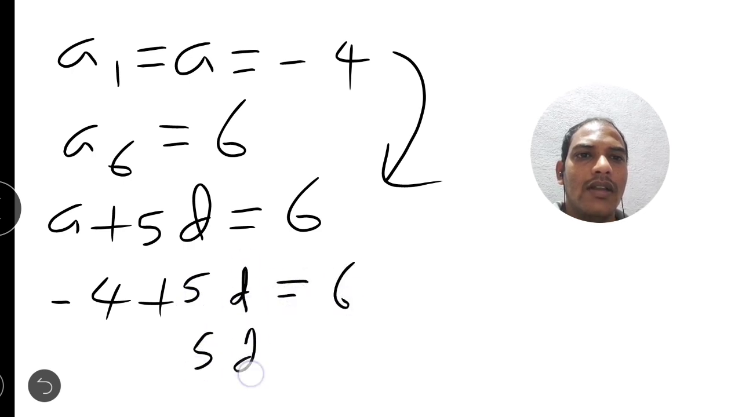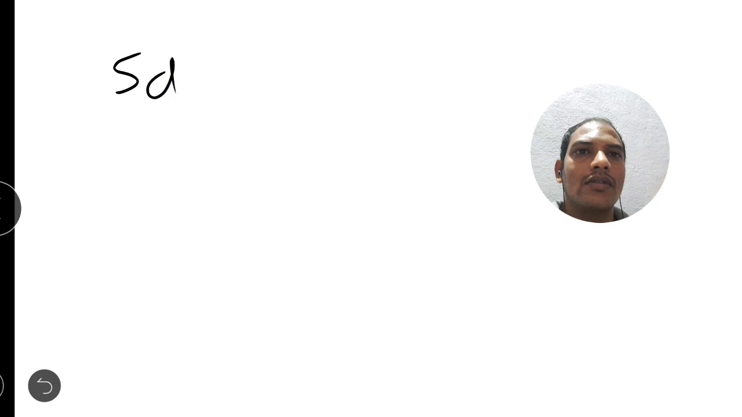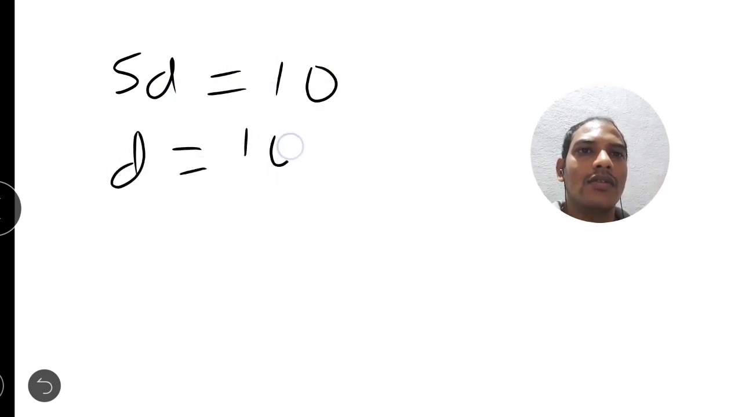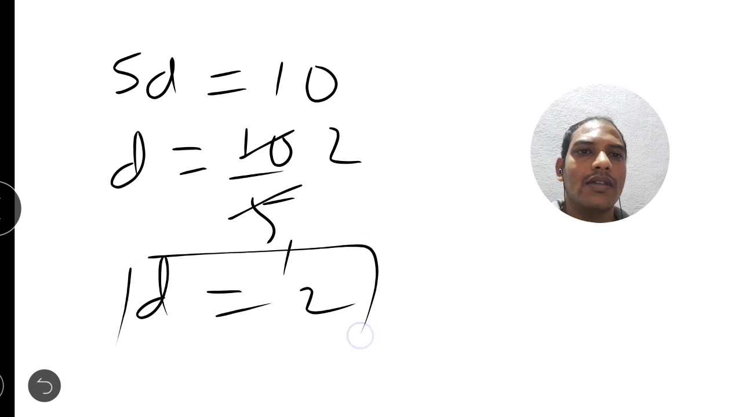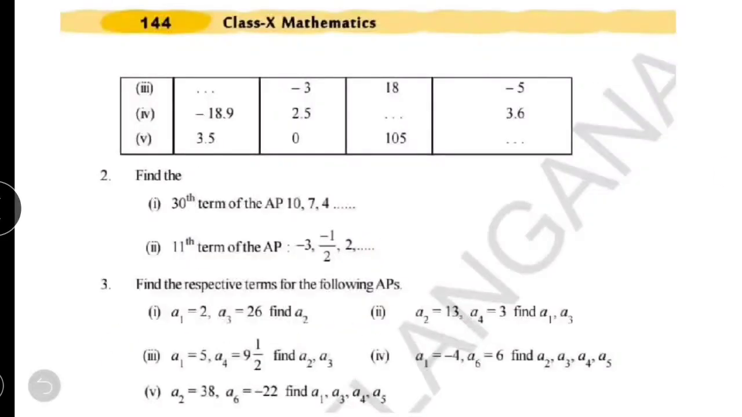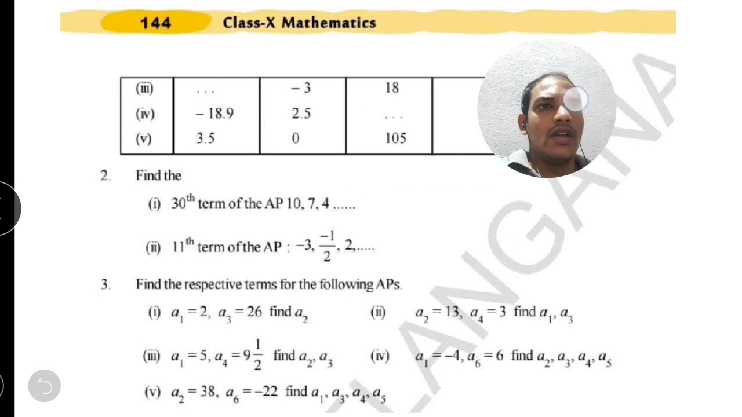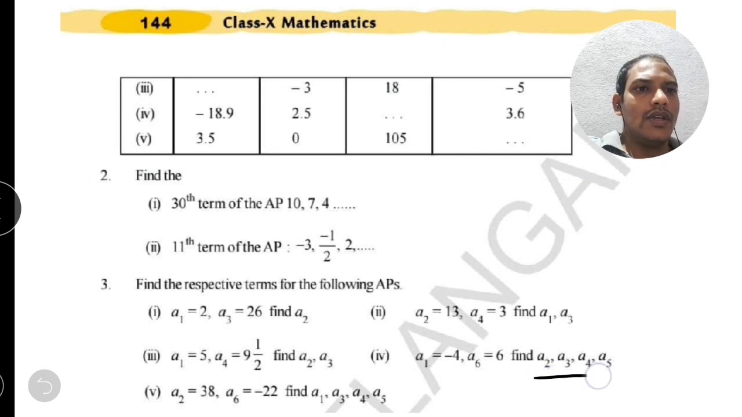Then 5D equals 6 plus 4, which is 10. Then D equals 10 by 5. 5 ones are 5, 5 twos are 10. D equals 2, answer. Now we have to find out A2, A3, A4, A5. All are consecutive terms in the arithmetic progression.